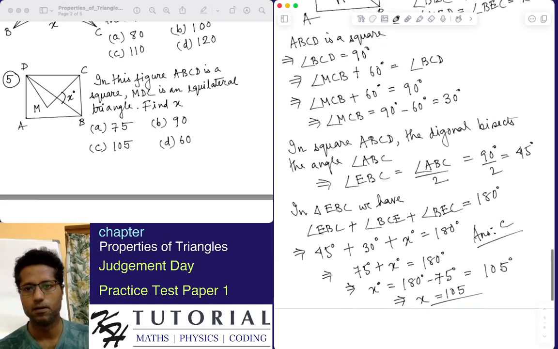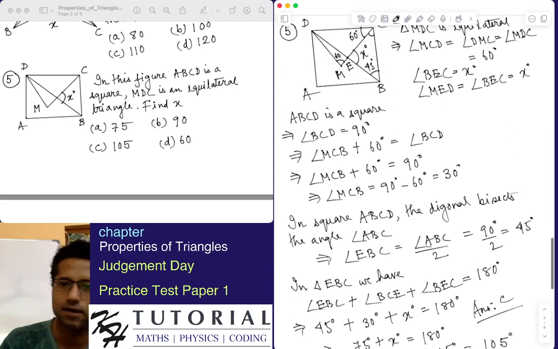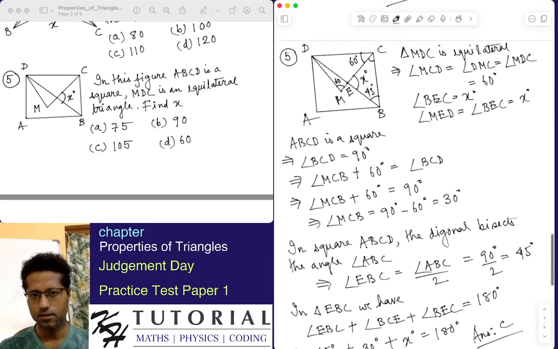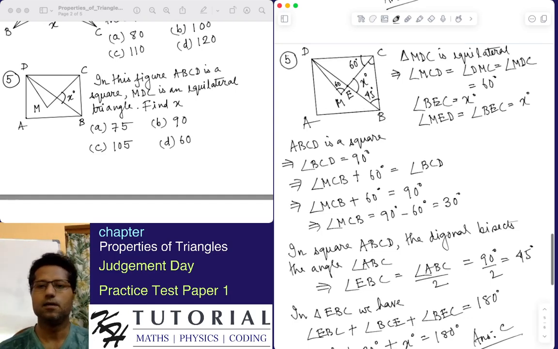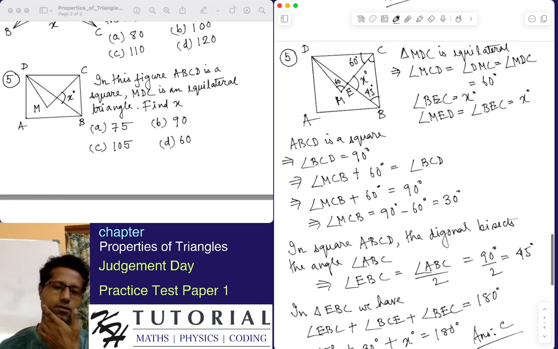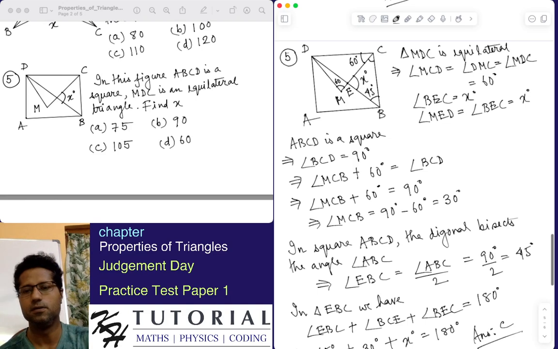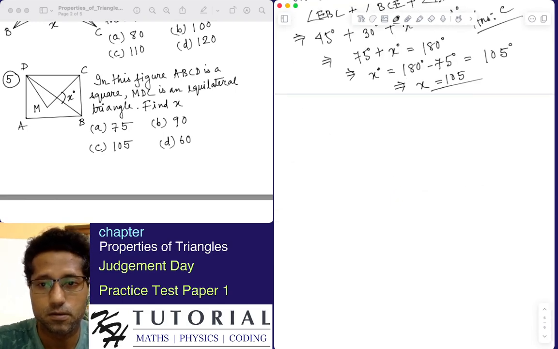It was pretty simple. We just had to utilize the fact that MDC is an equilateral triangle, so all its angles will be 60 degree, and that ABCD is a square, so its corner angles are 90 degree, and that the diagonal DB will bisect its corner angle into two angles of 45 degree. So with this information and the fact that in triangle EBC the sum of its angles is 180 degree, we solved it.